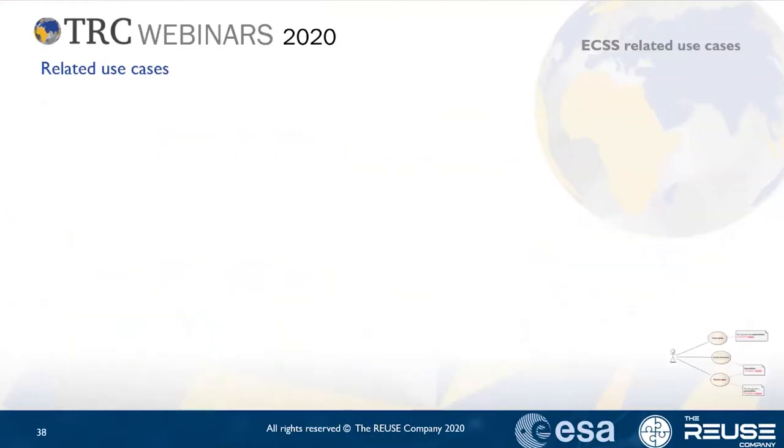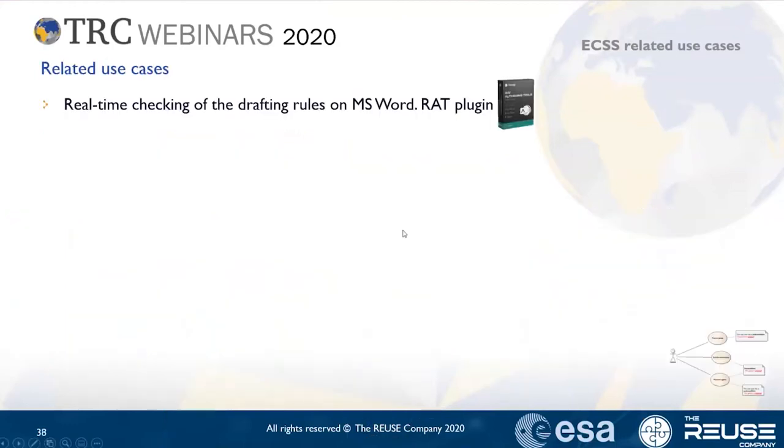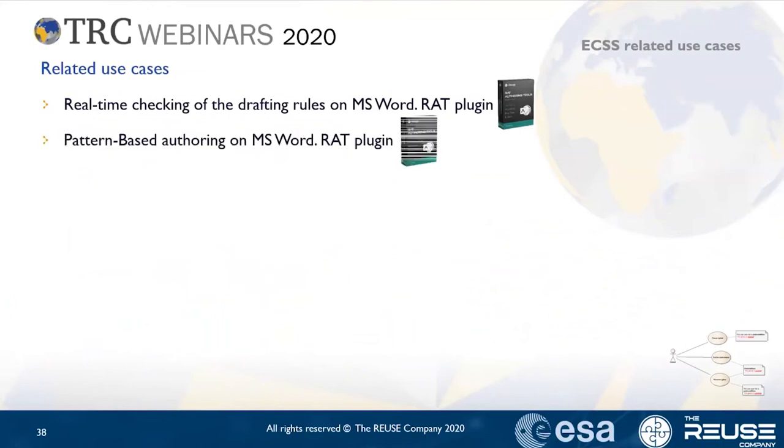So considering this environment, the use cases that are feasible with the ECSS suite together with the library are real-time checking of the drafting rules on Microsoft Word using the RAT plugin, and pattern-based authoring on top of Word as well.